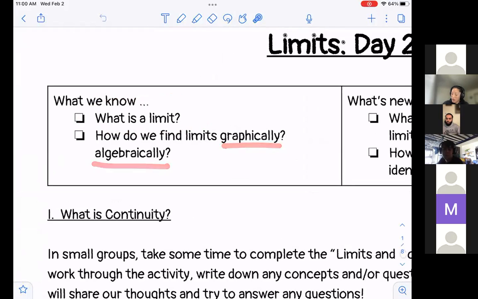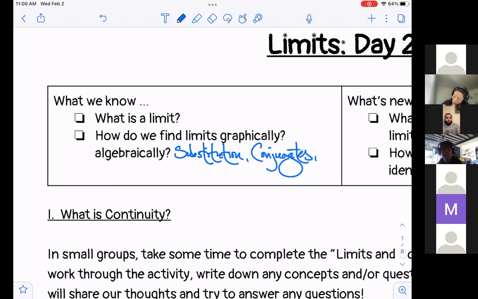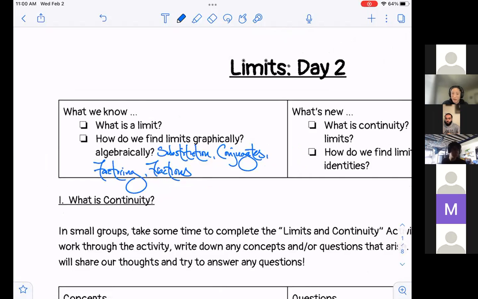We talked about how we find it from a picture, and then we talked about all the different methods that we could use algebraically. Primarily, we have substitution, we have conjugates, we have factoring, and we also have fractions. So there's a few different methods that we know how to do algebraically.